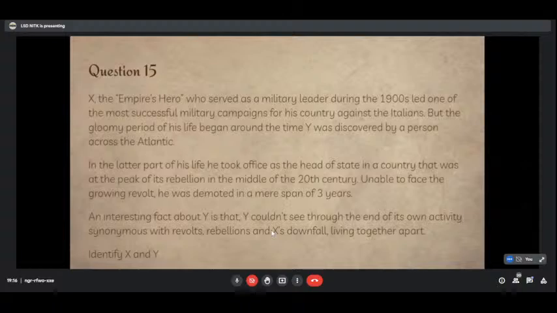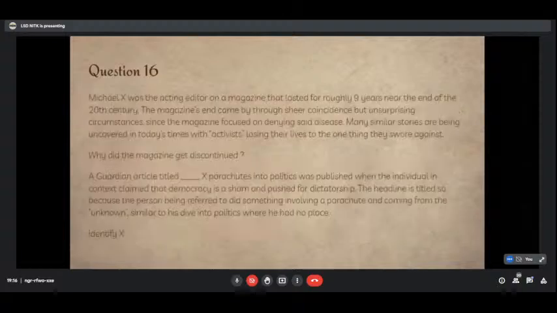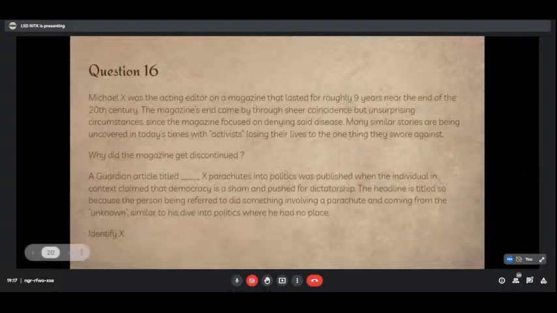Question 16. So we're talking about a magazine that lasted for only 9 years because the magazine ended in something, because the magazine revolved around denying said disease.